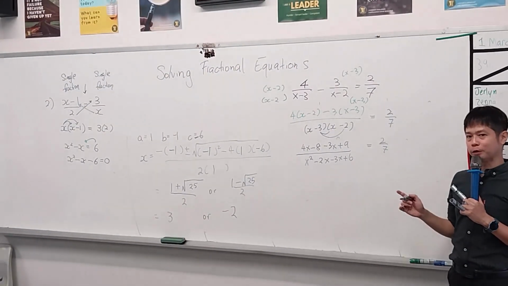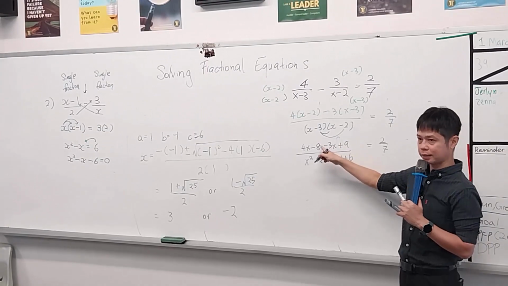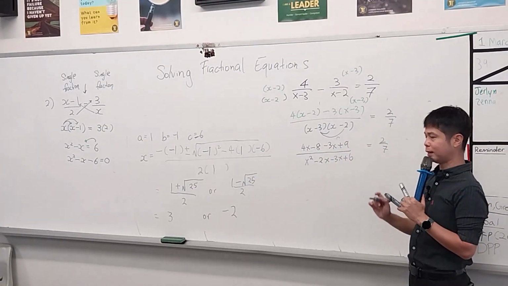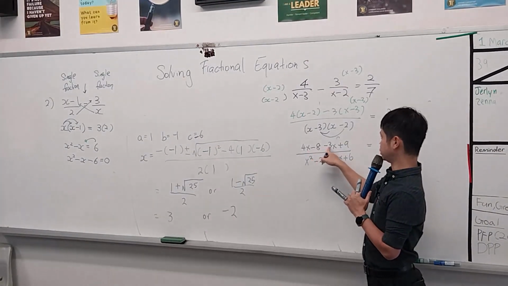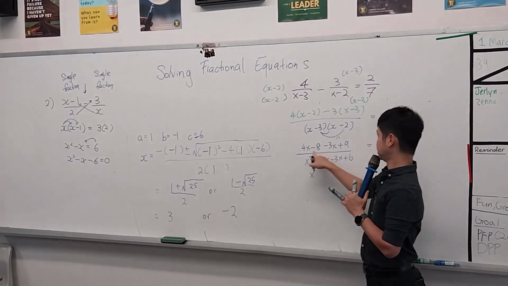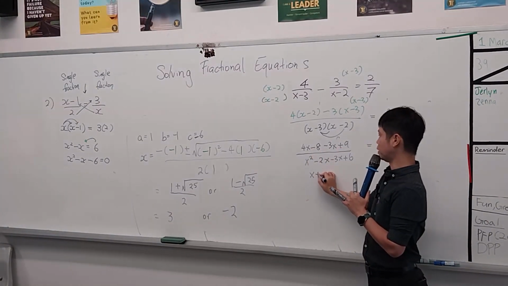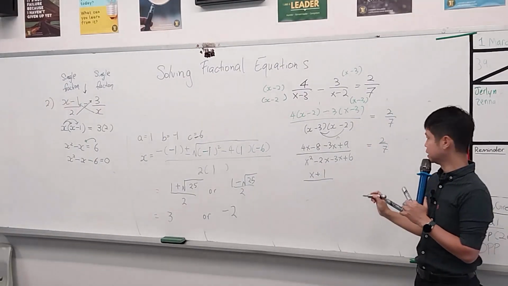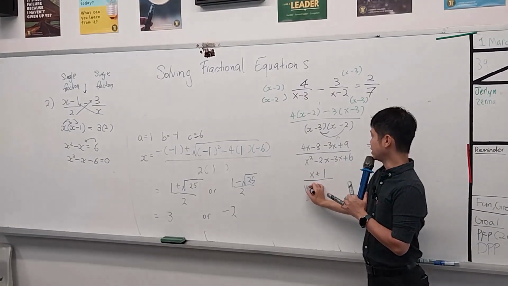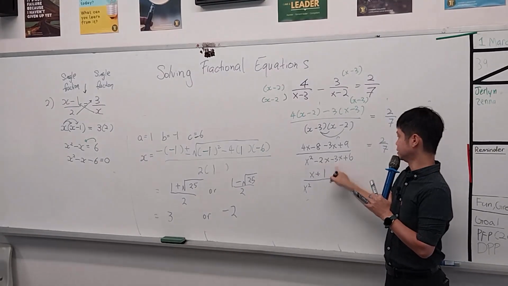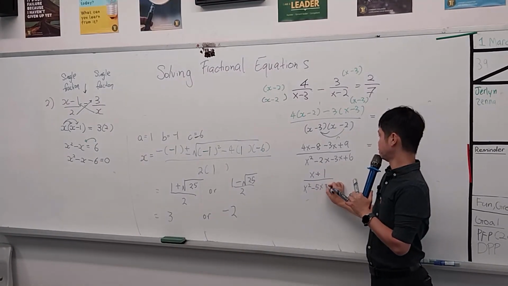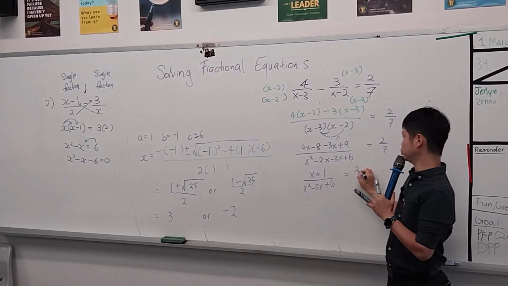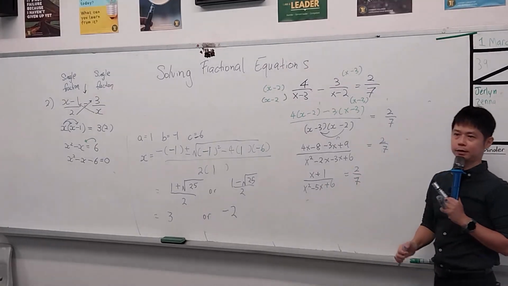Before you eagerly cross multiply, can you please simplify one last time the numerator and the denominator? So 4x minus 3x is 1x. Minus 8 plus 9 is plus 1. Press calculator if you are unsure about all these plus minus numbers. So x squared, put the like terms together, minus 5x plus 6 equals 2 over 7.